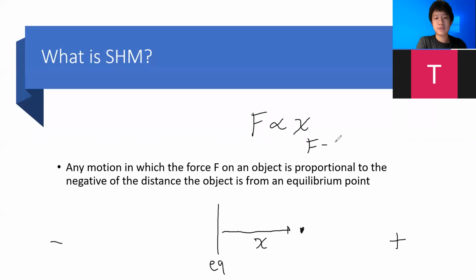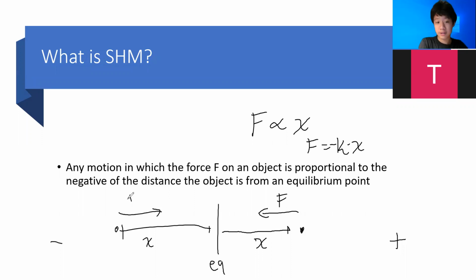F is going to have to equal a constant k, okay, it could be any constant, multiplied by x. And it has to be negative of that, which means the force will be in the opposite direction of the object's position. So if the position is positive, as in this case, the force must be directed negative. So as you can see here, the force is always going to be directed towards the equilibrium point. Say if the object were here, then the force would be directed in the positive direction. So the force will always direct the object towards the equilibrium point, and the equilibrium point is where the net force is 0.